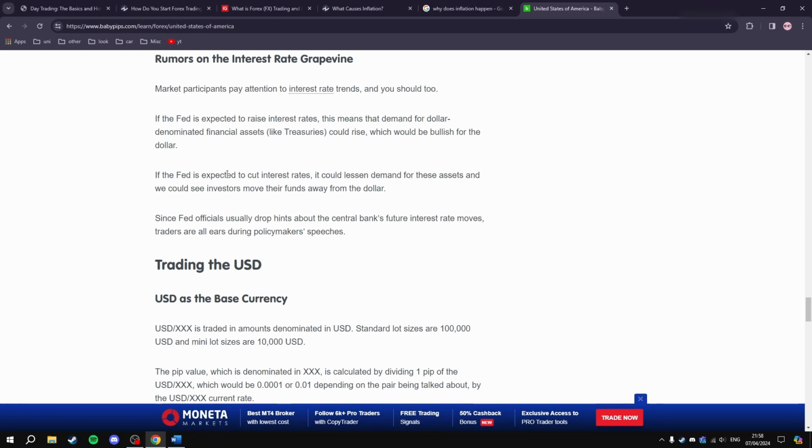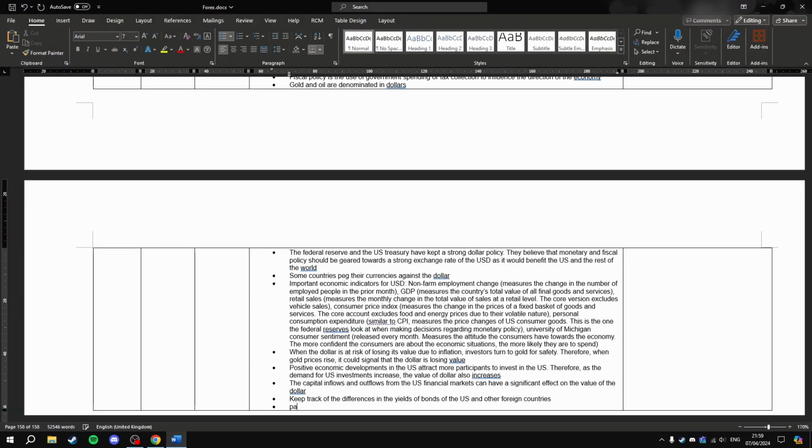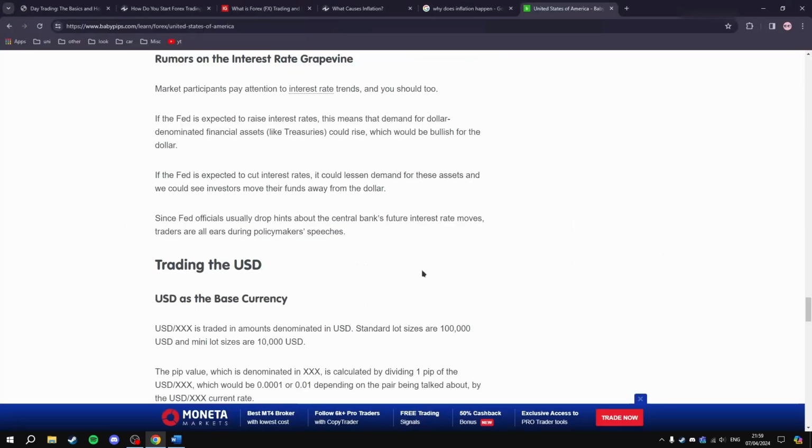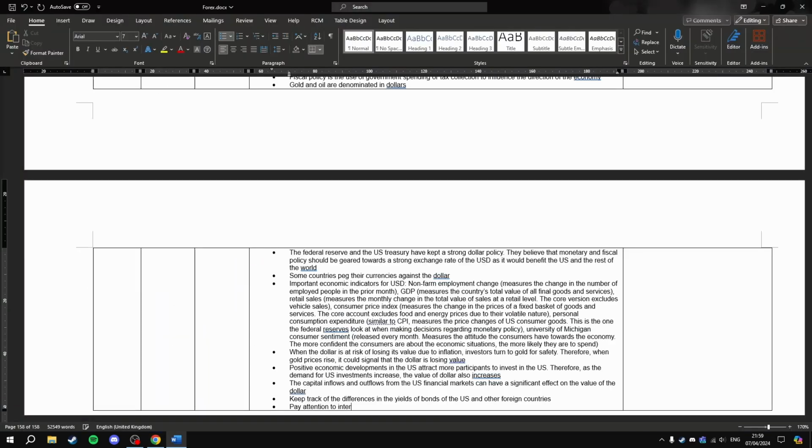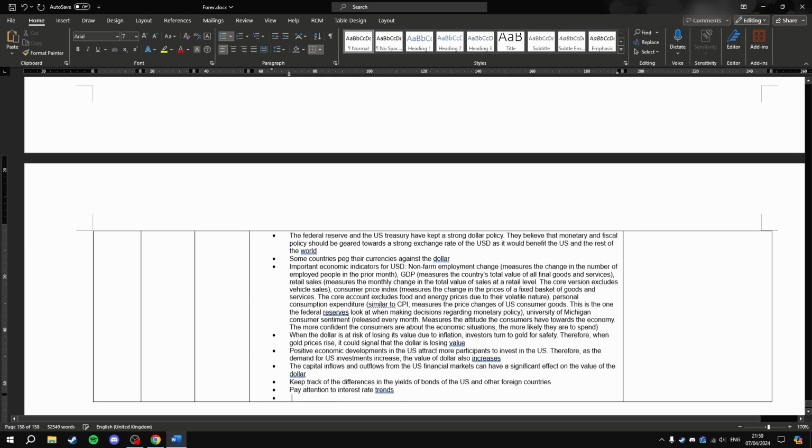Since Fed officials usually drop hints about the central bank's future interest rate moves, traders are all ears during policymakers' speeches. Pay attention to interest rate trends.